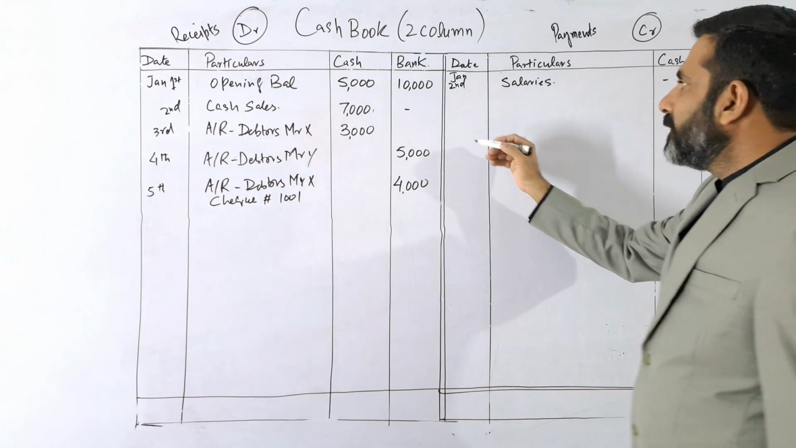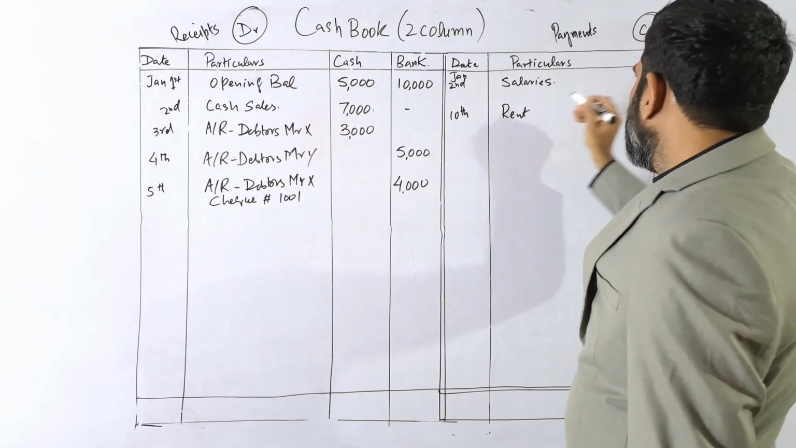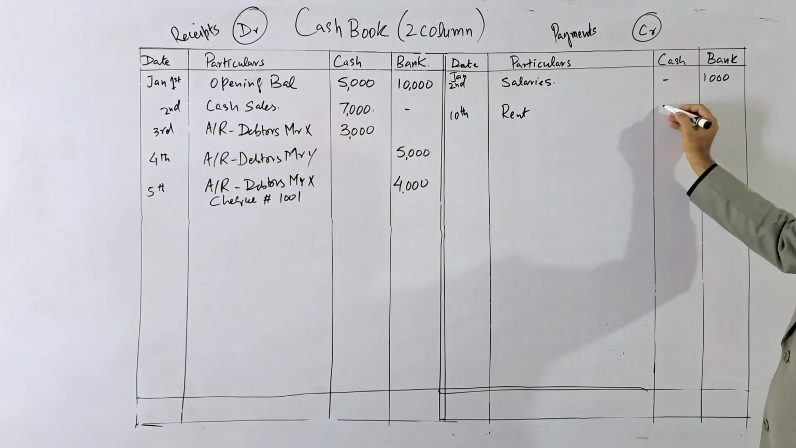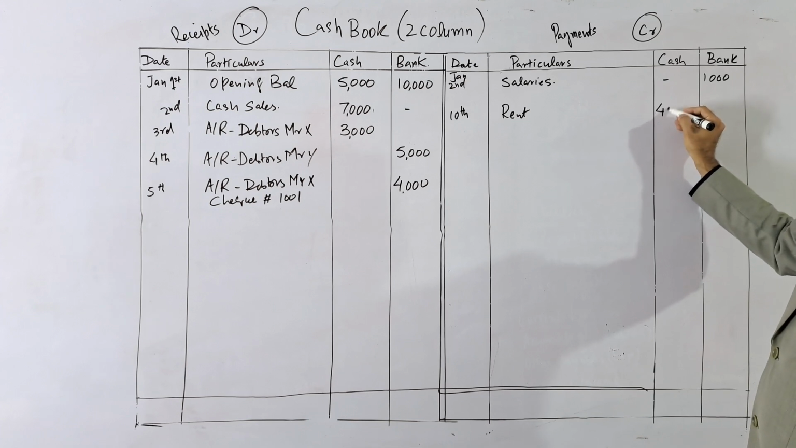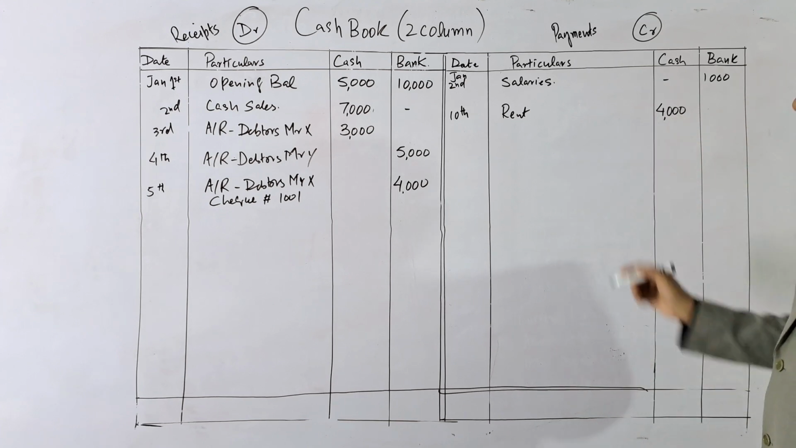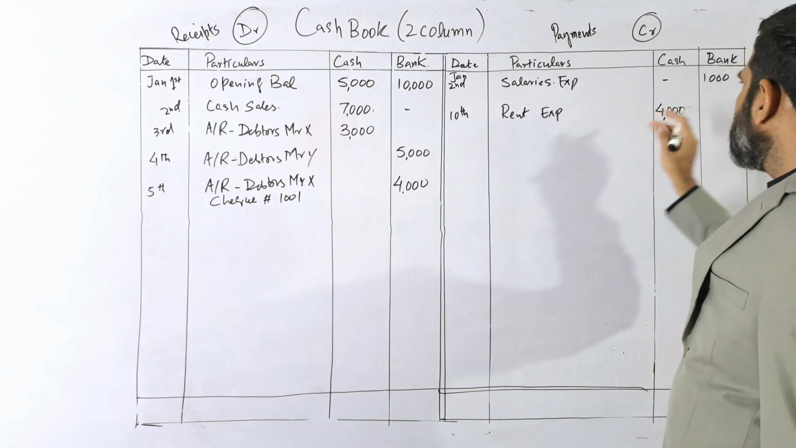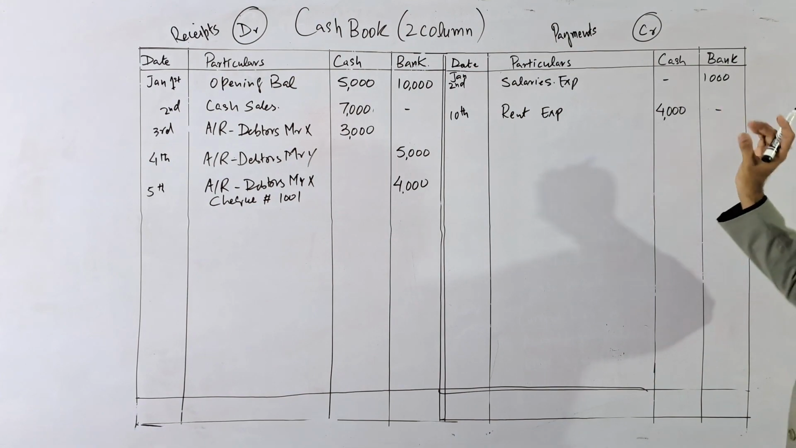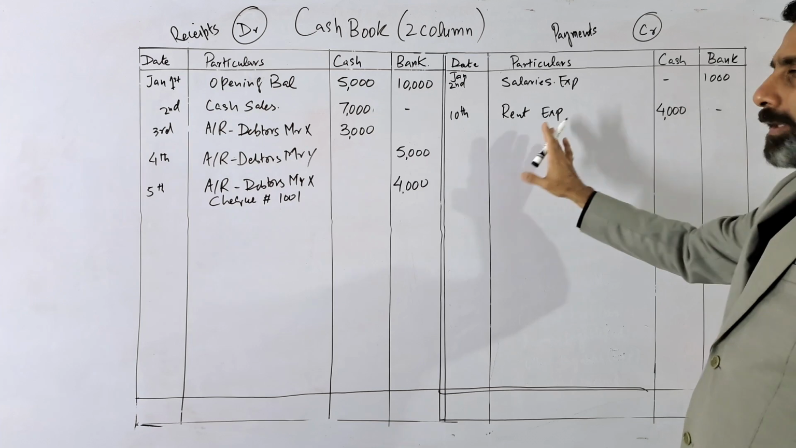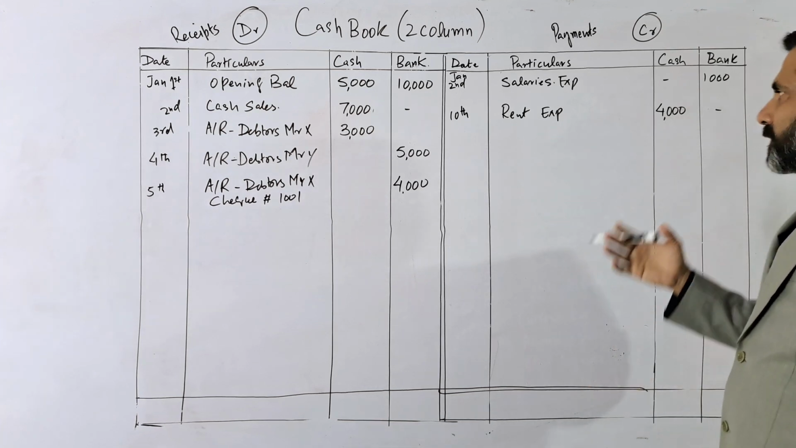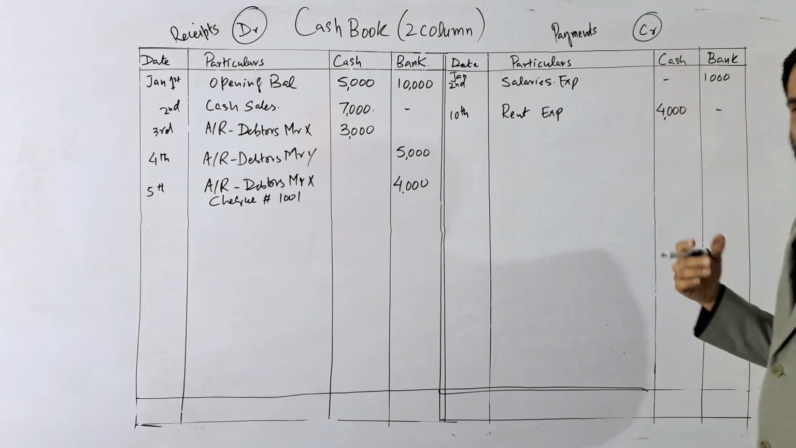So that amount is directly deposited into the bank. Now, for example, on the 10th you are paying some rent, maybe in the form of cash. Let's say $4,000 you are paying as rent expense. This was the salary expense and this is the rent expense. Here it will be zero because the salaries you paid through the bank, so the bank is credited. The rent you paid in cash, so only cash in hand will be credited.